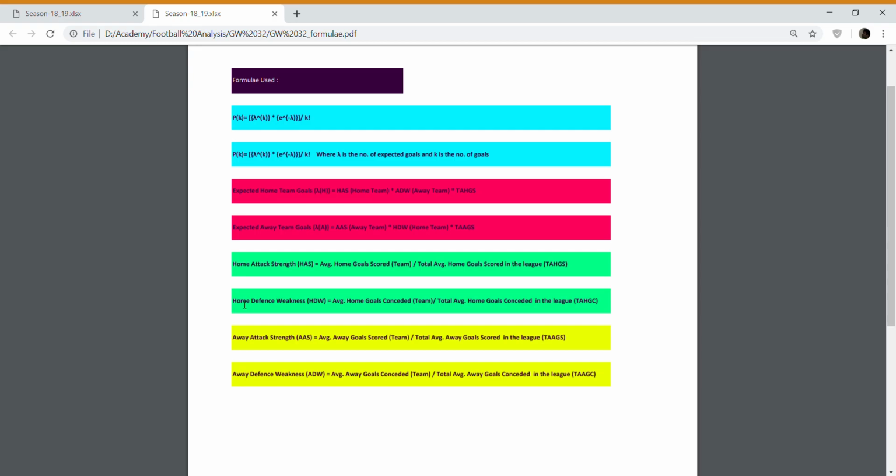Also, we need to understand over here that lambda h and lambda a are fixture dependent values. So we use HAS, ADW, AAS and HDW values of the teams playing in the fixture to get the lambda h and lambda a values for the fixture. Once we have calculated the lambda h and lambda a values, we can finally use them in the Poisson distribution equation to find out the individual probability. Let's go to the prediction table of our first fixture to get a better understanding.